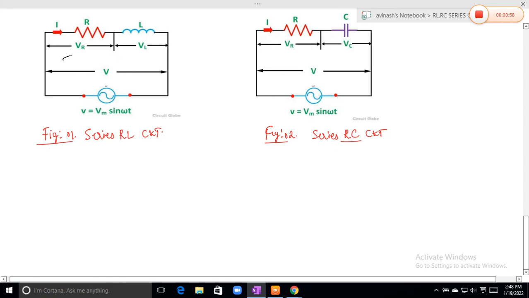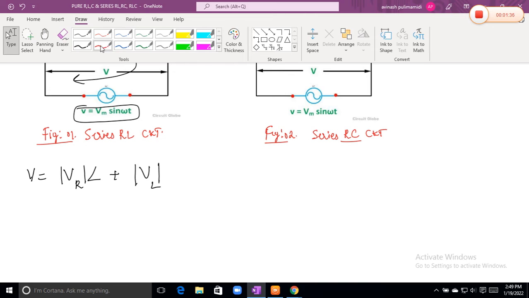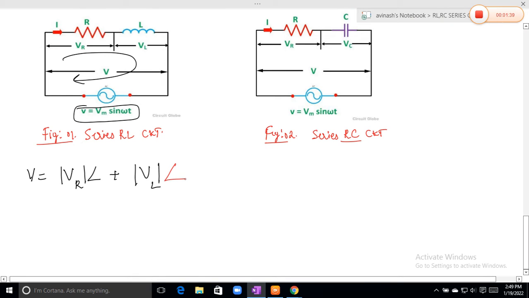Now if you observe this circuit and apply KVL, what do we get here? The supply voltage V is equal to the voltage across the resistor plus the voltage across the inductor. While you add the voltage across the inductor, you should also take the phase angles, because we are dealing with AC calculations. So here the magnitude as well as the phase angle should be taken care of. I hope you understood this point: magnitude as well as the phase angles.